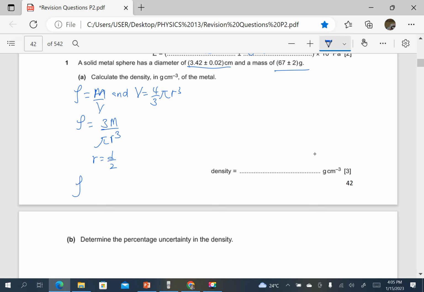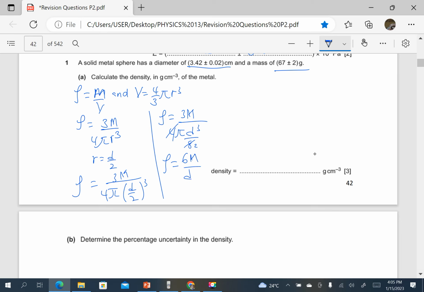So I'm substituting. The density is going to be 3m divided by 4 pi into d over 2 raised to power 3. So we have density as 3m divided by 4 pi d cubed over 8. So 8 goes up. There is a 4 here, so 4 cancels that, it becomes 2, and the 2 goes up. So density is going to be 6m over pi d cubed. I did this so that calculating the uncertainty becomes easy.